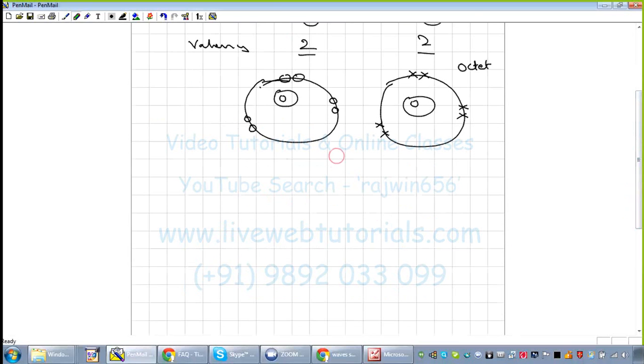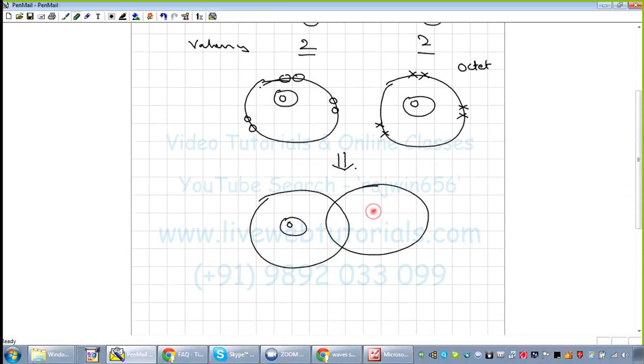After the bonding is taking place, when both of these oxygen atoms combine, the overlapping of orbits will take place. Nucleus remains as it is. Okay, the 4 electrons on the left hand side of the oxygen atoms are shown over here. These are the 4 electrons of the second oxygen atom. Now 2 electrons will be from the first oxygen atom and the other 2 electrons of the second oxygen atom.